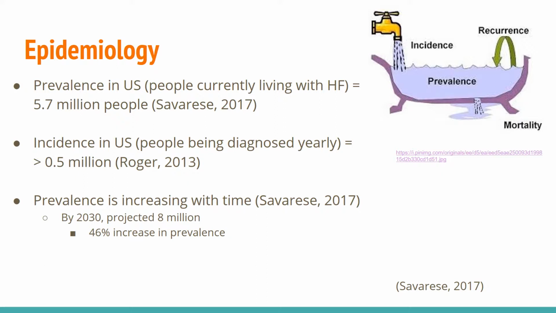For heart failure, the prevalence in the United States is 5.7 million people, which is quite significant. And then incidence is over 0.5 million people per year, so 500,000 people, and that's the water being poured into the tub. So unfortunately, prevalence is increasing with time. By 2030, there are projected to be 8 million people with heart failure in the United States, and that is a 46% increase in the prevalence. So the water in that bathtub is going up by 46%.